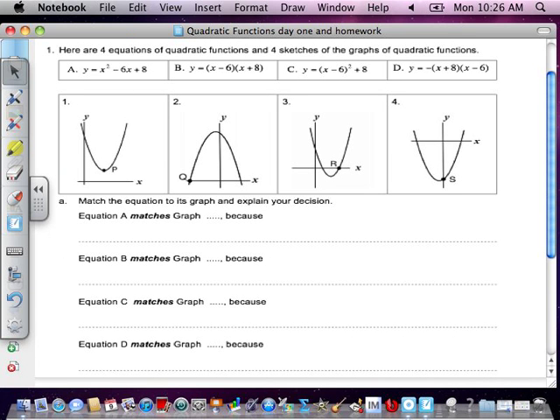Number 2 is upside down, crosses the x-axis in 2 places. 3 crosses the x-axis in 2 places, but they're both positive. And 4 crosses the x-axis in 2 places, one's positive, one's negative. This is all the stuff I know.